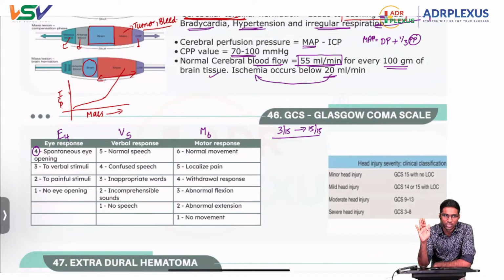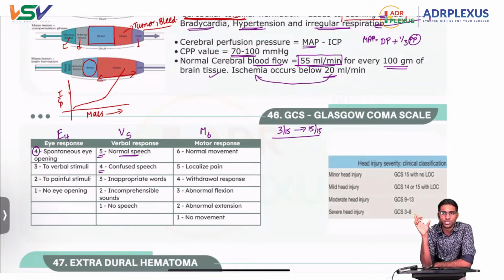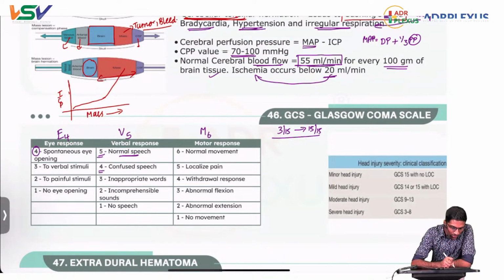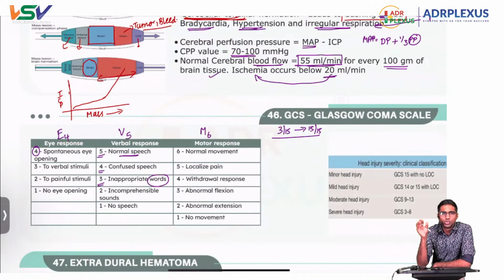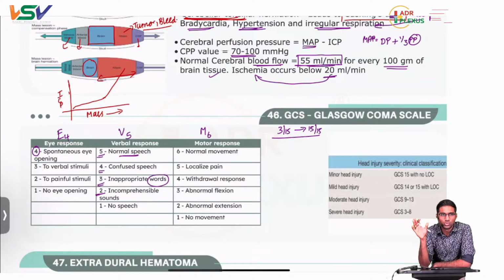Be very clear in this. 5 is normal speech. 4 is confused speech. He will be telling some words and sentences also, but he will say, now I am in the hospital, no, I am in the home. There will be some confused speech. Then 3 is inappropriate words. He will start using bad words, abuse you. That is inappropriate words. Then incomprehensible sounds is just sounds like oo. Those kinds of sounds will be considered as incomprehensible sounds.